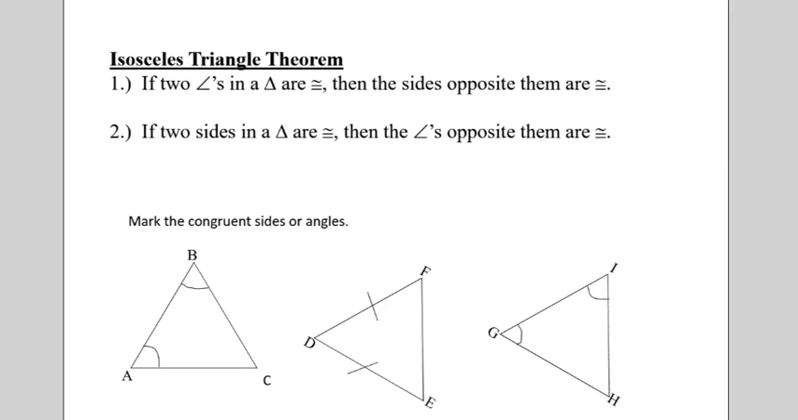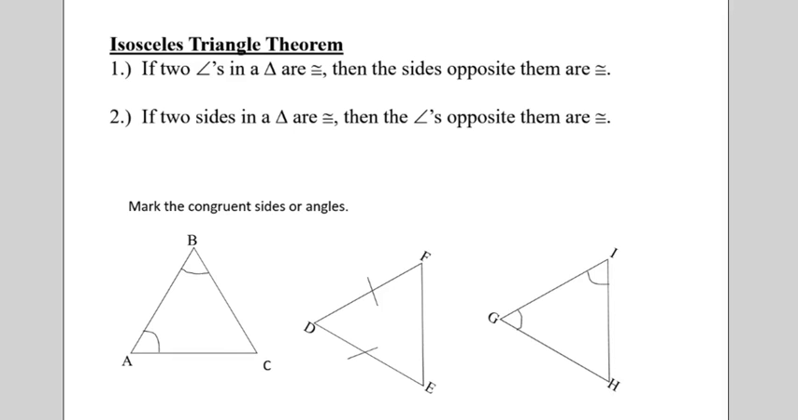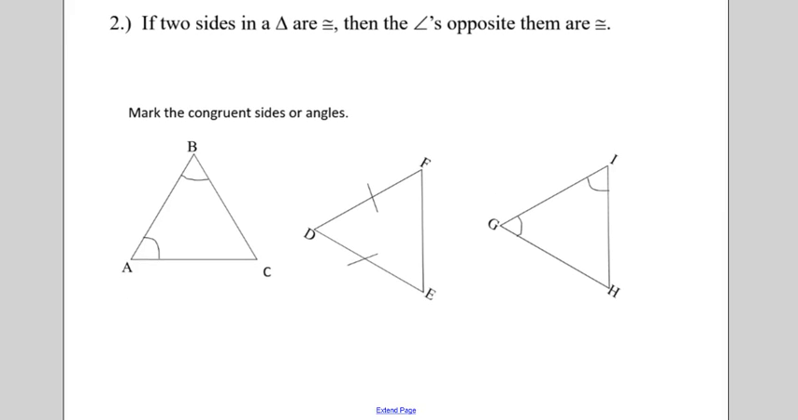Okay, some concepts you need to know, and we talked about this already. If two angles in a triangle are congruent, the sides opposite them are congruent. So those are the legs. If two sides, the legs, are congruent, the opposite angles are congruent. So mark the congruent sides or angles. I'm just going to draw here and mark them. I'm going to draw here and mark them. Again, here, and mark them.